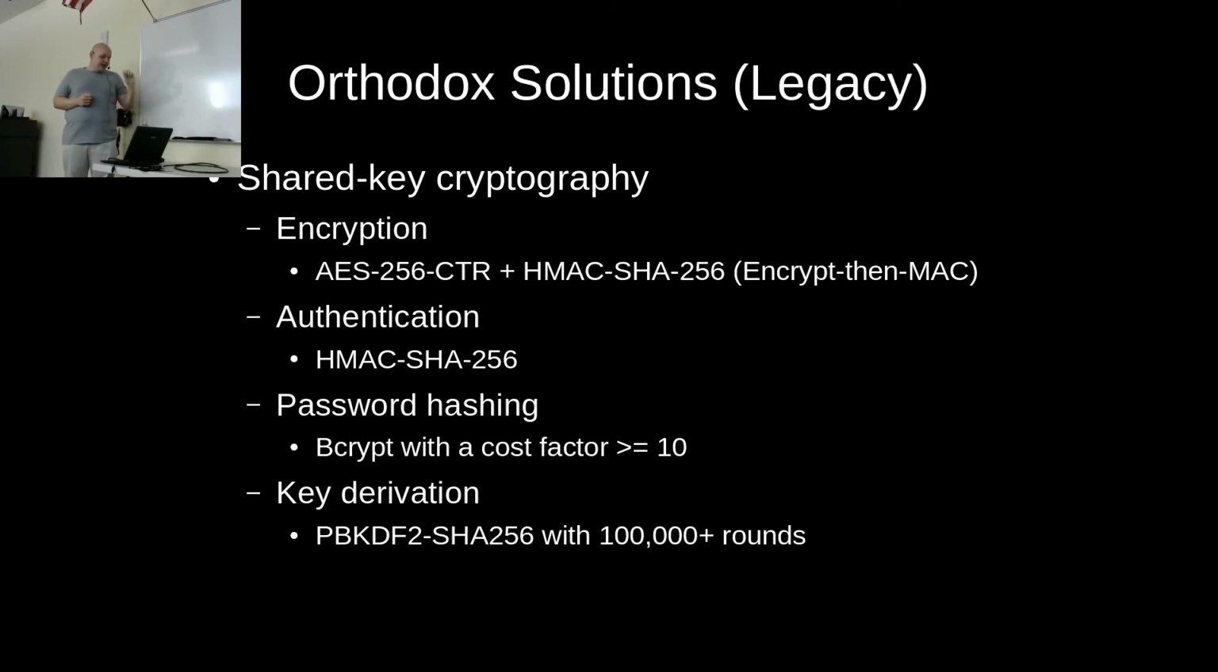For authentication, HMAC-SHA-256 is fine. Password hashing: bcrypt, cost factor 10. If you're using the password hash API, then you're already using that. If you need to derive a key, though, bcrypt actually wasn't designed for key derivation. It was only designed for passwords. So cryptographers typically recommend PBKDF2, which stands for Password-Based Key Derivation Function 2. Don't worry, it's in the manual. You don't have to memorize that.